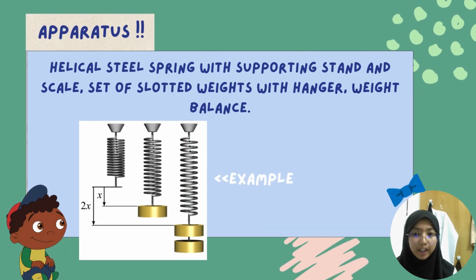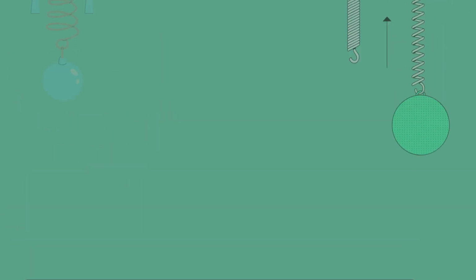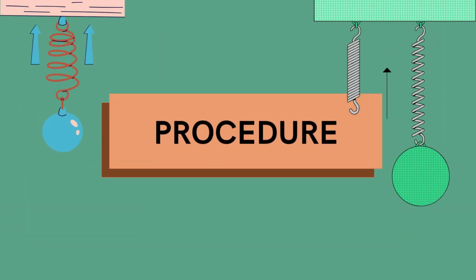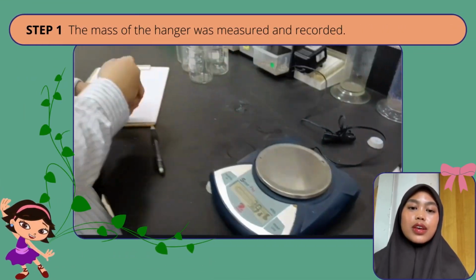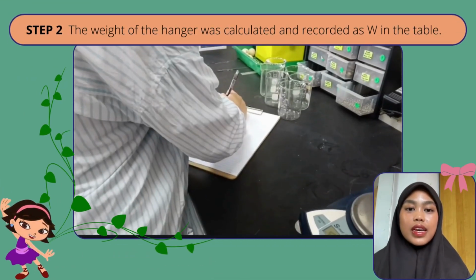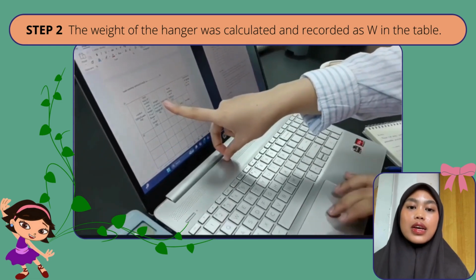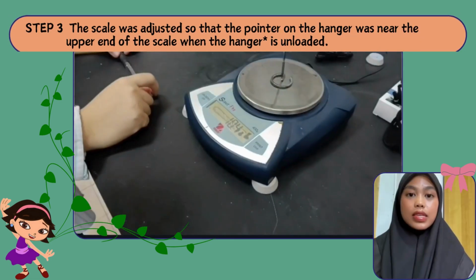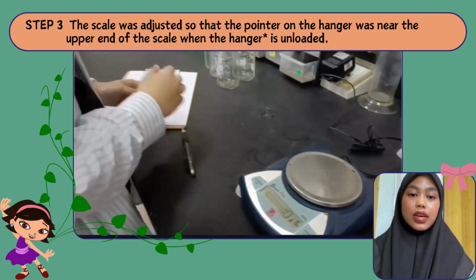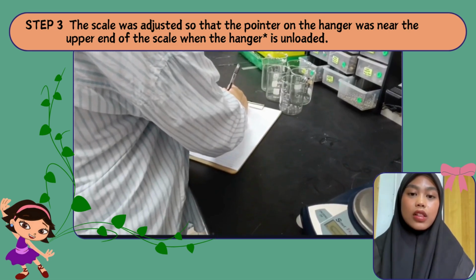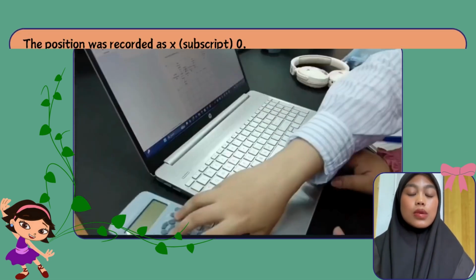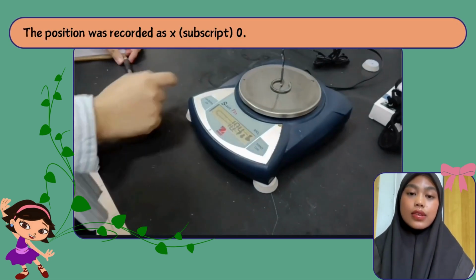The apparatus are a helical steel spring with supporting stand and scale, a set of slotted weights with hanger, and a weight balance. The mass of the hanger was measured and recorded. The weight of the hanger was calculated and recorded as W in the table. The scale was adjusted so that the pointer on the hanger was near the upper end of the scale when the scale was unloaded. The position was recorded as x0.